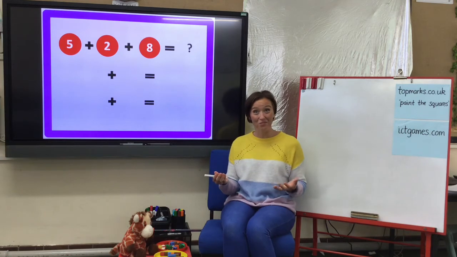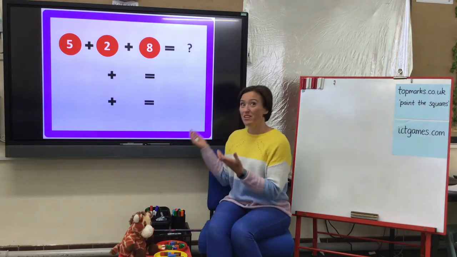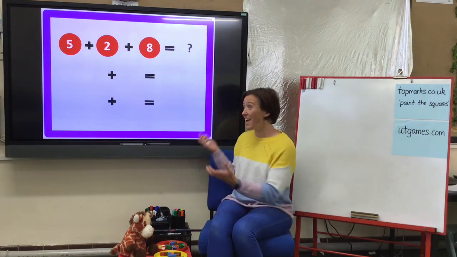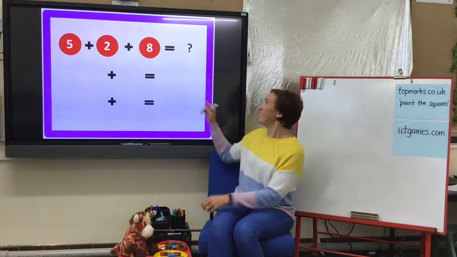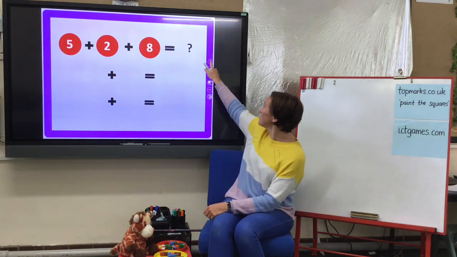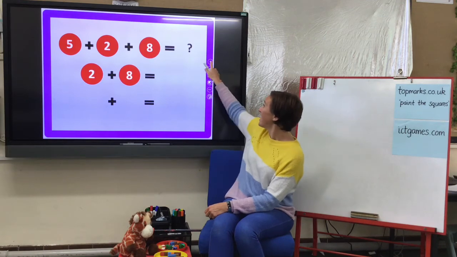Okay, so how did you get on with that one? Have a little look. Did you spot that there were 2 numbers that could make 10? Was there a number pair to 10? Brilliant. 8 and 2, or 2 and 8, make 10.